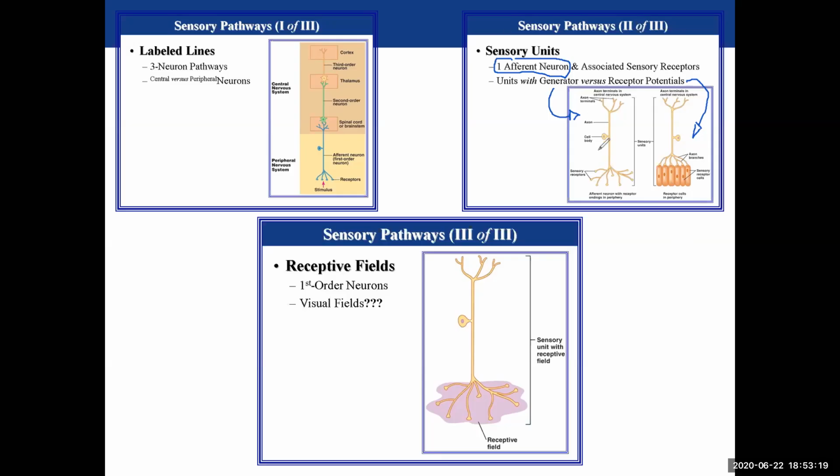So you have one neuron innervating a surface in the peripheral nervous system. And we call it a sensory unit.